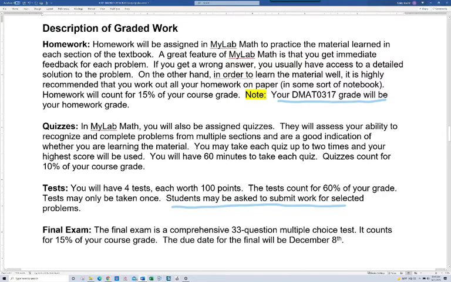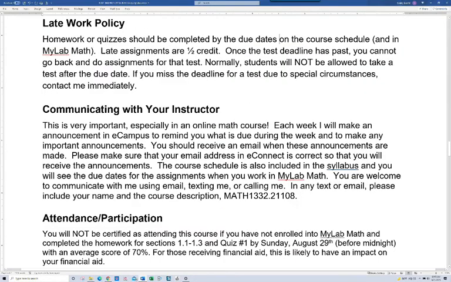And then notice our final is December 8th, and you'll see that in the calendar as well. Late work policy. I really can't stress enough how important it is that you're doing the assignments on time. In fact, that's really the key to passing this course or doing well in the course.